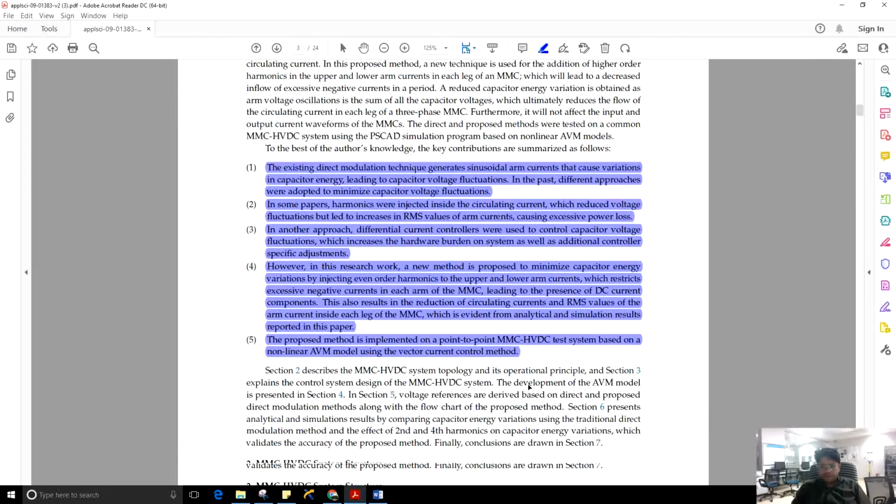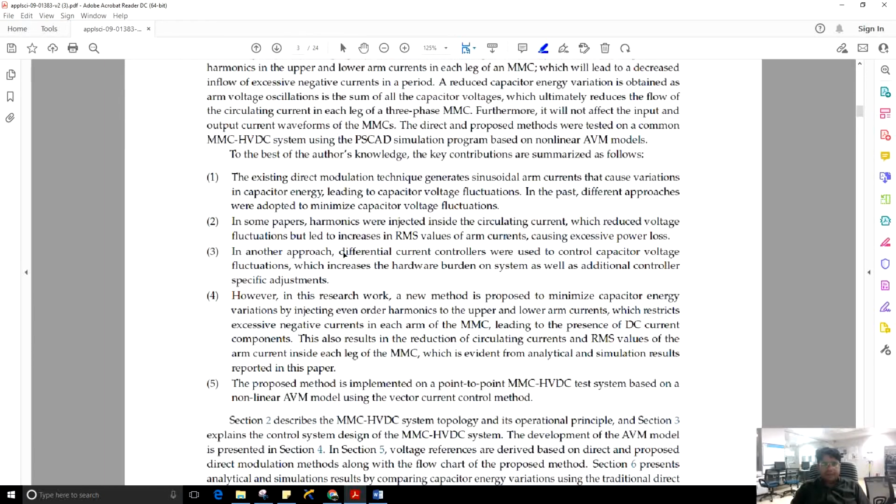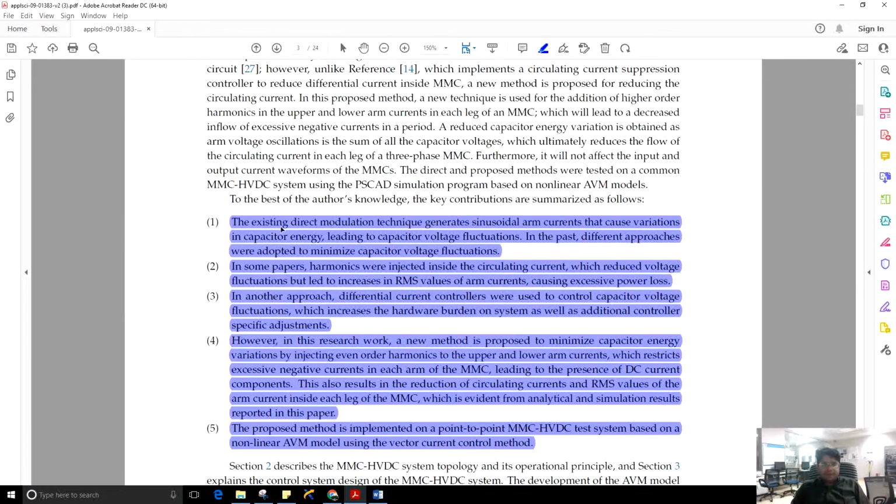Okay, so here is the summary of this paper. The existing direct modulation technique generates sinusoidal arm currents that cause variation in capacitor energy, because that direct modulation technique considers reference sinusoidal signals which are varying in nature. This varying nature of the signal will cause variation in capacitor energy, which will result in more capacitor voltage fluctuations.